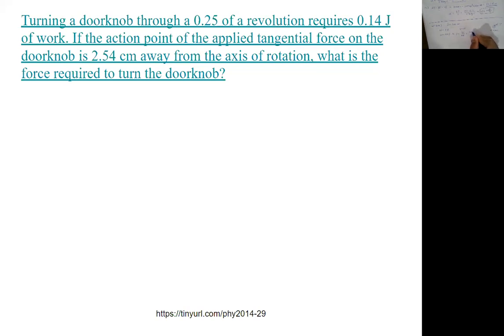So it'll be 0.14 joules divided by R, the radius, 2.54. Now this is in centimeters. Again, you want to pay attention to the units, so convert it into meters there. Theta is 0.25, that's in revolutions, right? Revolution is not the SI unit for the angle, but radian is. So that means times 2 pi to give you radians. So a couple of conversions there. Then force is equal to 3.5 newtons, okay?